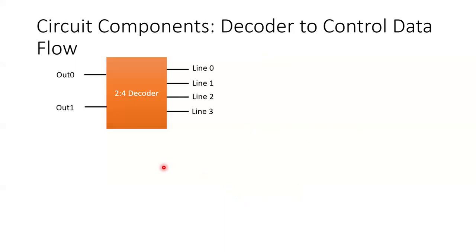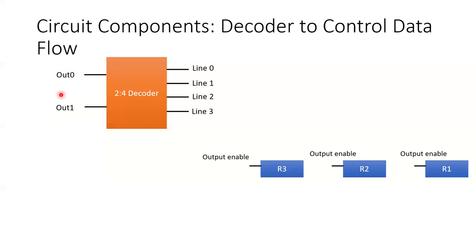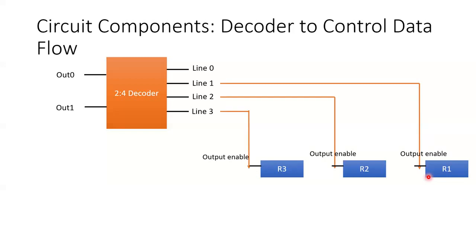Similarly, we will see how the data is controlled on the output enables. So we have the 3 registers, we have a 2:4 decoder, but now our inputs are out 0, out 1, and they are going to control the output enables of the registers. So I'm going to connect line 1 to the output enable of register 1, line 2 to output enable of register 2, and line 3 to the output enable of register 3.